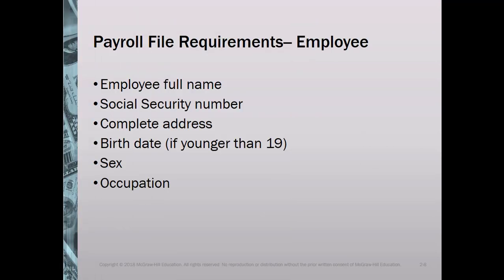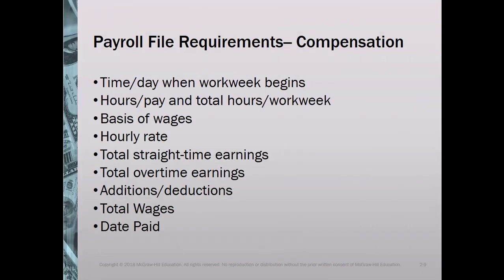What do we need as an employer keeping employee records? Employee's full name, their social security number, complete address, birth date if younger than 19, sex, and occupation. We need to keep track of time, days when they work, and then the work week for the company. And sometimes they're one and the same. Some companies are 7 days a week. Total pay, total hours worked, base wage, hourly rate, straight time, overtime, any deductions or additions, total wages, and when do we pay our folks.